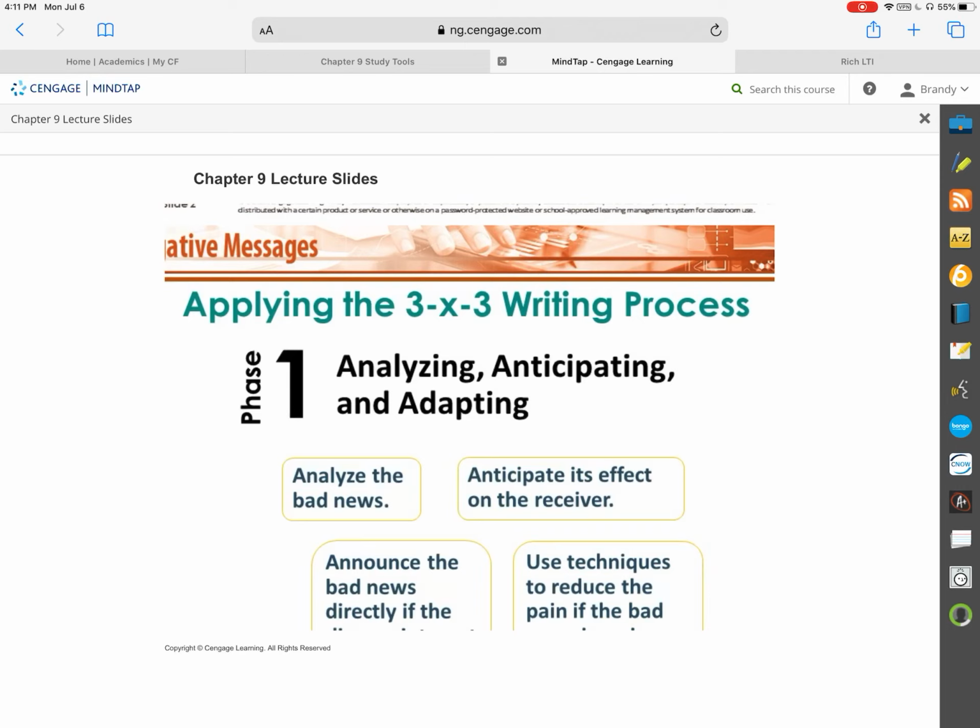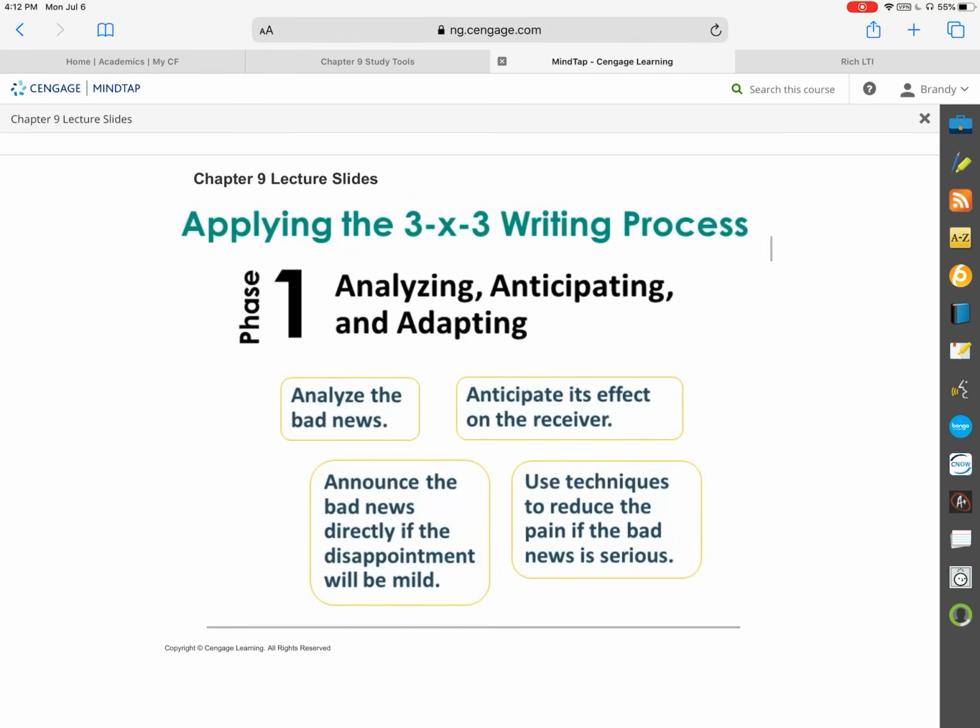As promised, I told you we would probably see this over and over each chapter. I warned you that it would become a little bit redundant, but again, they're pushing that you're going to use that 3 by 3 writing process, which means starting with our pre-writing, which is analyzing. So, especially when we're dealing with negative news, we want to make sure we're analyzing that bad news. Just how bad is bad? How is my audience going to receive it? Is it going to be extremely painful? How serious is it? If it's going to be very mild, then I could probably use direct strategy instead of indirect, and we'll talk a little bit more about that later.